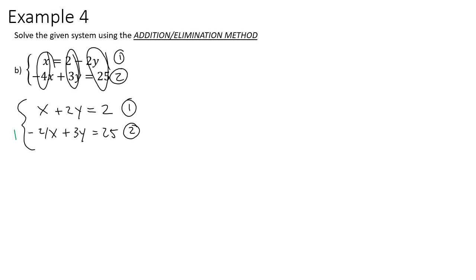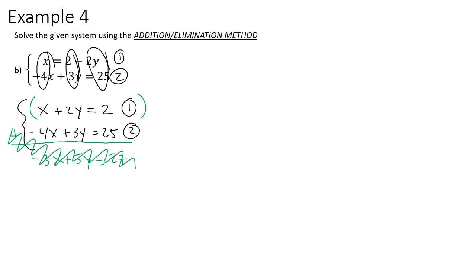So now I can add down and I get, so x minus 4x is negative 3x. 2y plus 3y is 5y, and 25 plus 2, it gives me 27. Now, we've just run into another issue with this problem, and that is nothing eliminated. So that didn't work out.